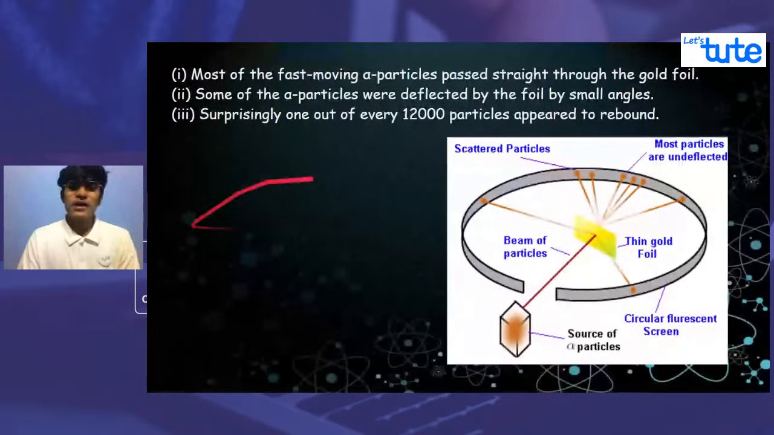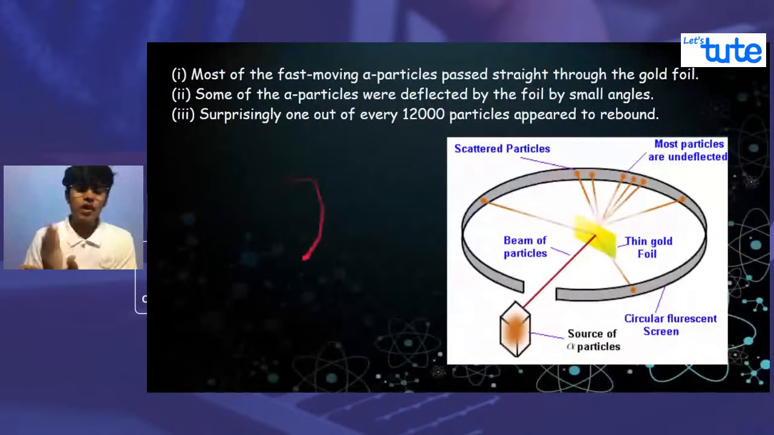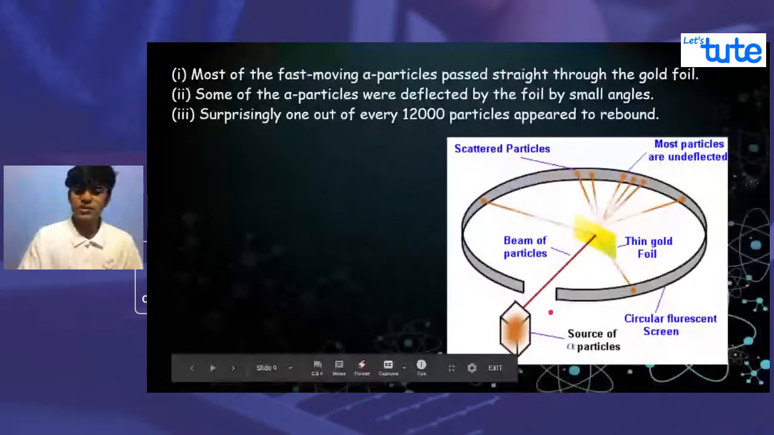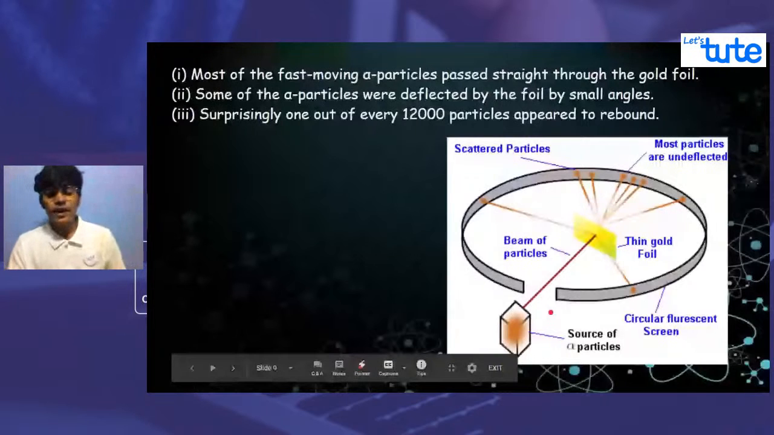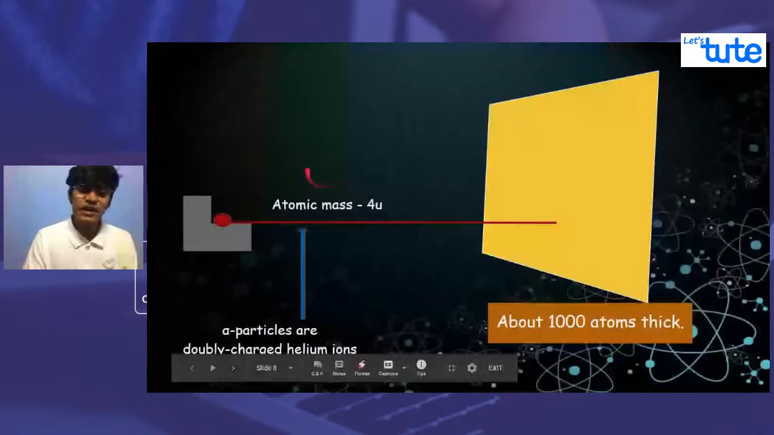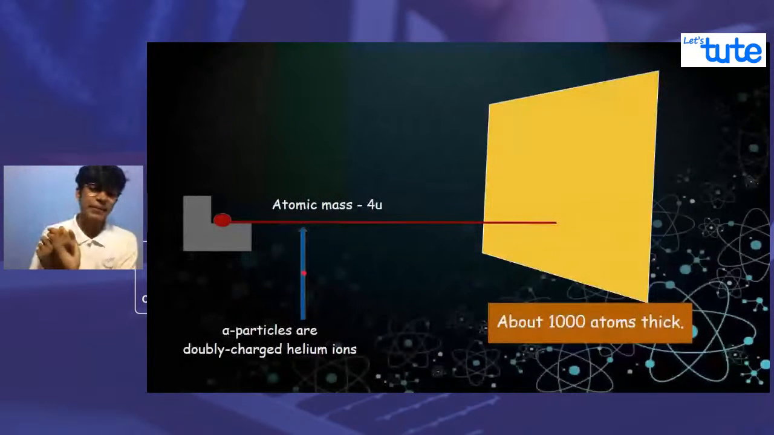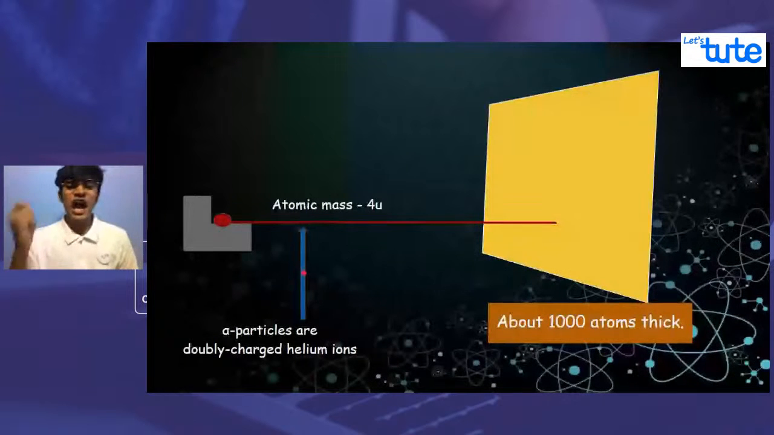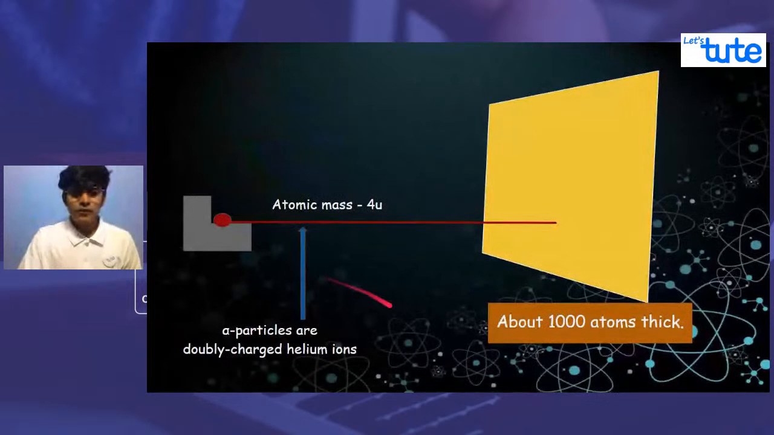Okay, so the main question in front of Rutherford was that these alpha particles were positively charged. Now, why did he use helium ions, positively charged helium ions? We will try to understand that in the further slides.